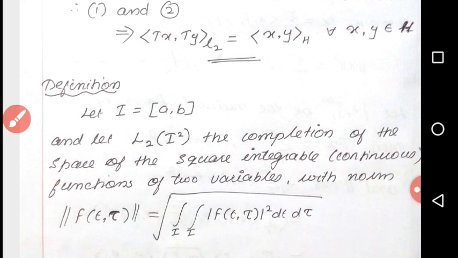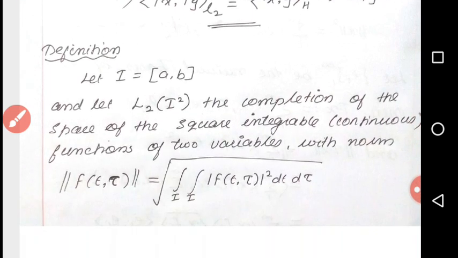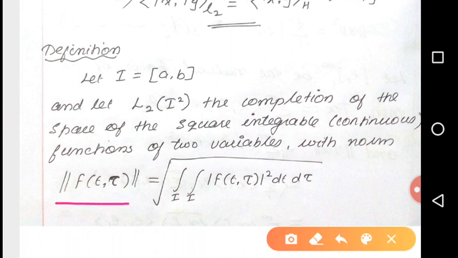Now we are defining the space L2 of I², where I is a closed interval [a, b], as the completion of the space of square integrable continuous functions of two variables with the norm of f(t, τ) equal to the square root of the double integral over I² of modulus of f(t, τ) whole squared dt dτ.